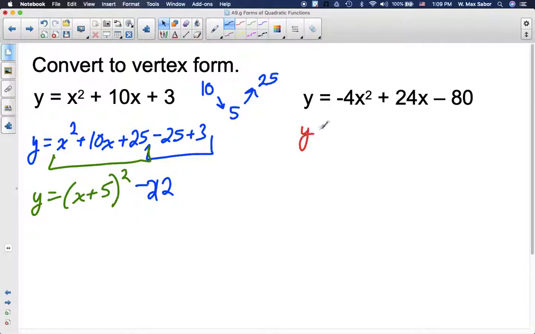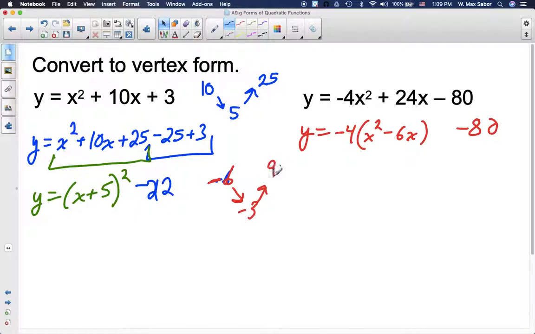Here, we want to divide out the negative 4, giving x squared minus 6x, and we still have minus 80. Now, looking at the negative 6, we'll take negative 6. Let me put that in red so you see that it's connected to the second problem. It becomes negative 3. Squaring that becomes 9. So we'll add 9 inside the parentheses.